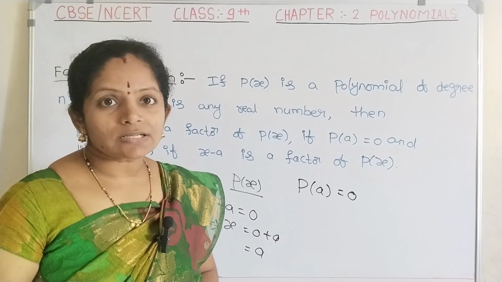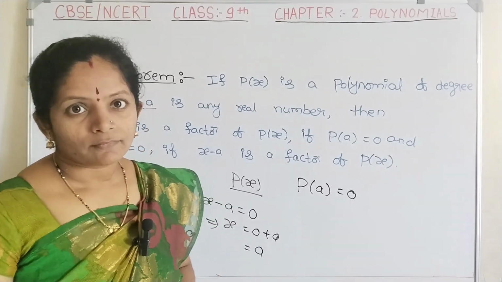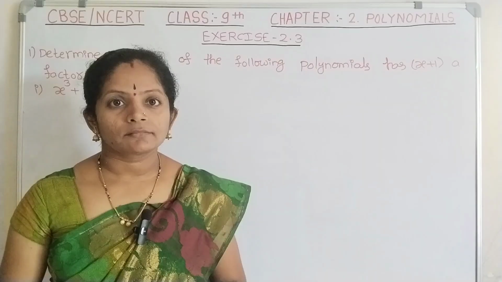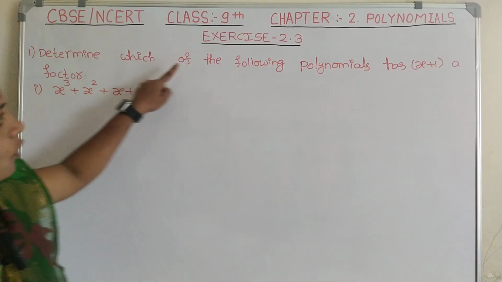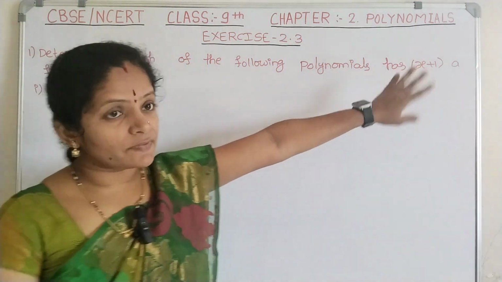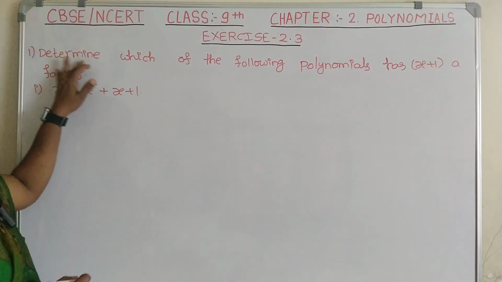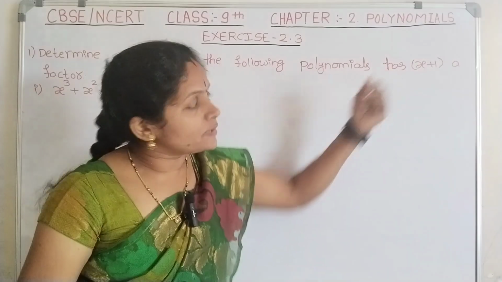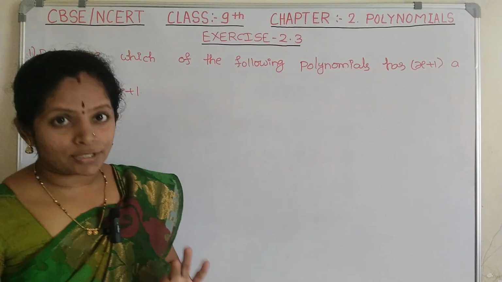Let's discuss exercise 2.3. Question number 1 is: determine which of the following polynomials has x plus 1 as a factor. Here we have to determine whether x plus 1 is a factor of the given polynomial or not.